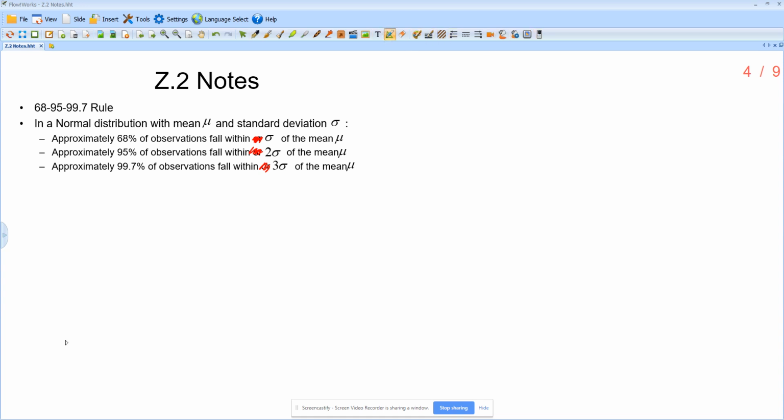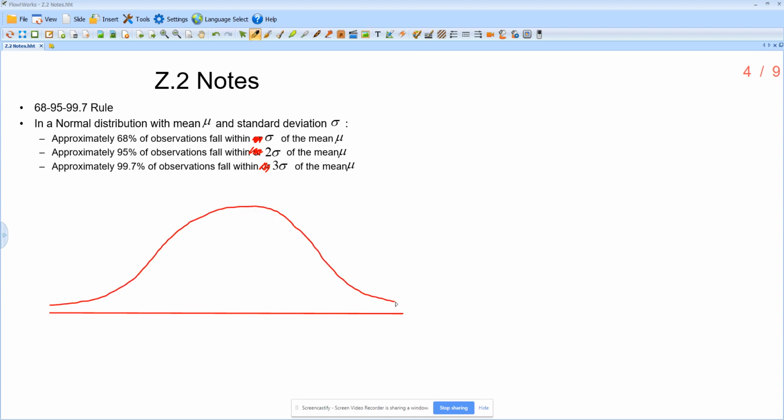Again, to look at an image of our normal distribution and help us explain this, we've got our horizontal line. And then I'm going to try and draw this well. That was pretty good. Wow, I'm impressed. Good work, me. So here we have this normal curve.